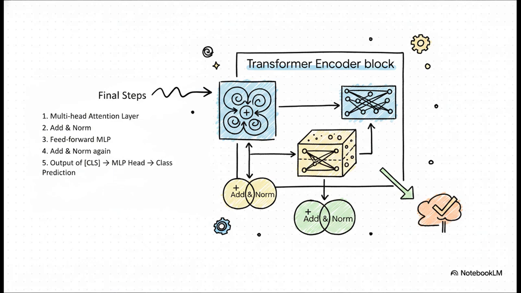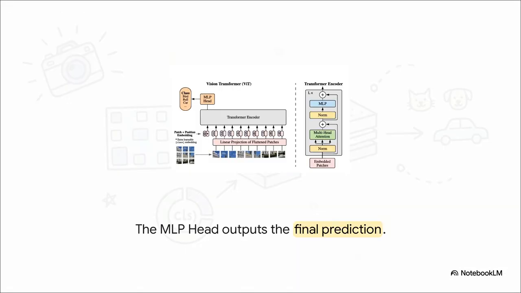This global aggregation happens through a series of final steps inside the transformer encoder block. As the data passes through multi-head attention layers and feed-forward networks, it undergoes an intense refining and normalization process to ensure the final output is perfectly structured. And finally, we reach the end of the journey. The CLS token's comprehensive, globally aggregated output is fed directly into the MLP head. Because it has successfully paid attention to the relationships between the furry head, the paws, the rug, and the wall, it can confidently output the final prediction. Yes, this is definitely a cat.